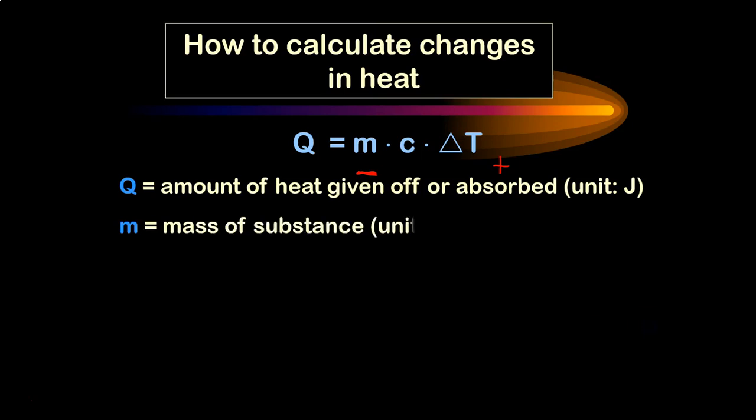Our next variable is M. That's going to be our mass. Its unit is going to be the gram. So anytime we have a problem where the unit on it is G, we know that that's talking about the mass. So it's just how much stuff we have.